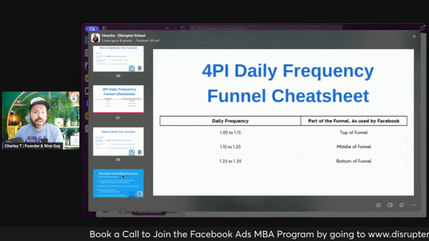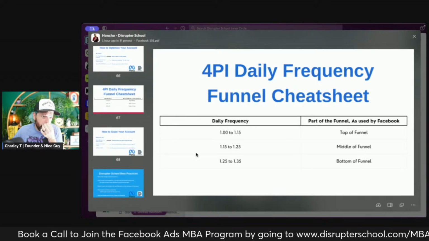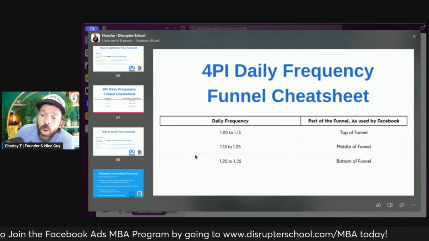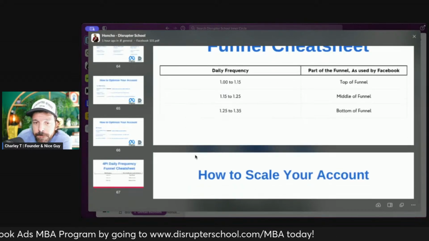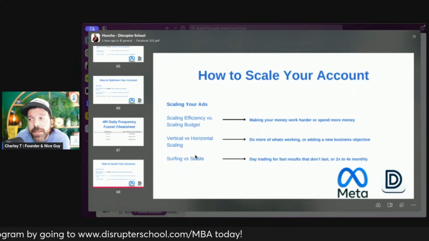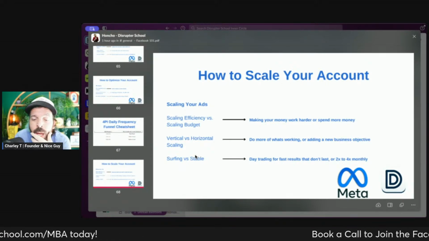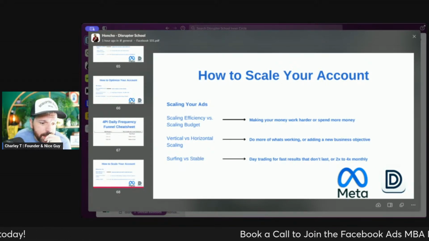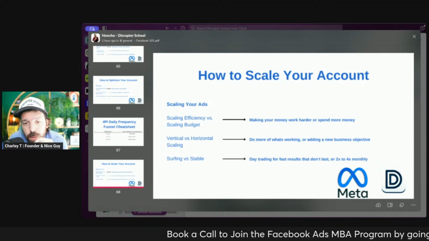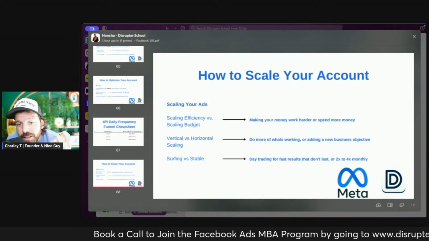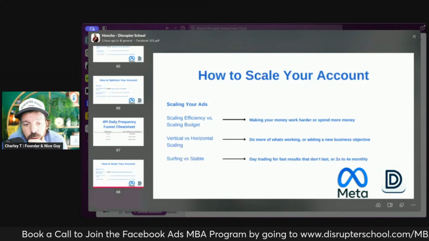So let's talk about scale. Okay. Fun stuff today. How to scale your account. As promised, let's get to it. First thing that you need to understand is, what are you trying to do? Are you trying to scale efficiency or scale your budget?